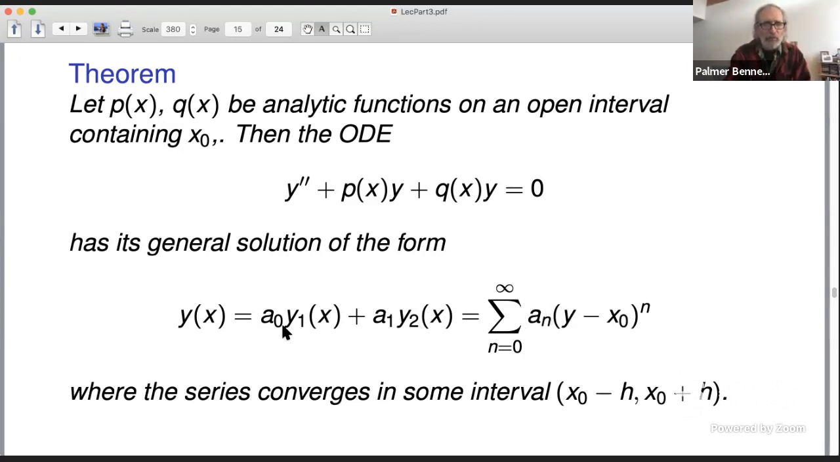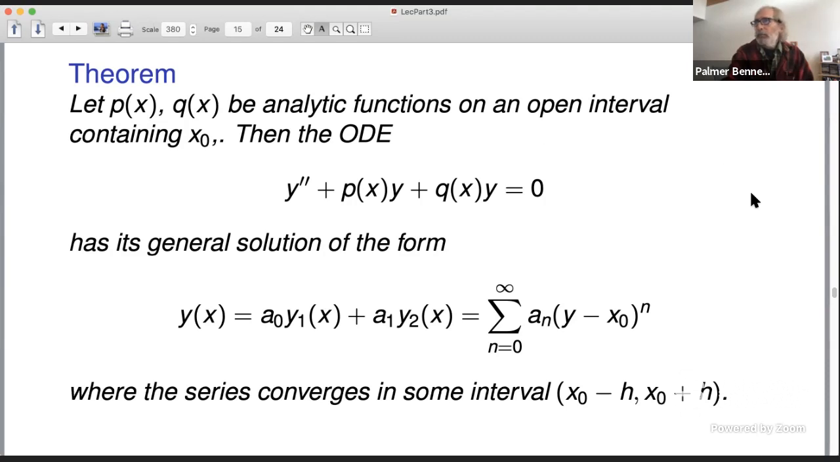It would have a power series solution, which is a sum of one power series times a naught plus another power series times a1. And these series would converge in some interval centered at x naught. So as long as the coefficients are analytic functions, those are functions which are locally representable as power series. For example, if you took y double prime plus cosine x times y prime plus e to the x times y, that would have a solution which is representable as a power series.